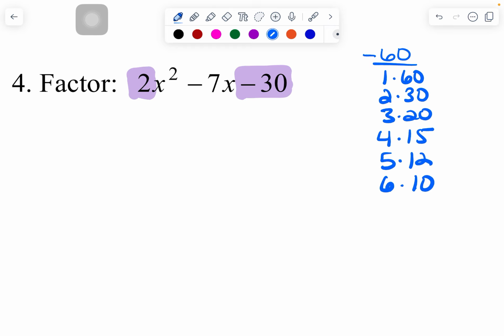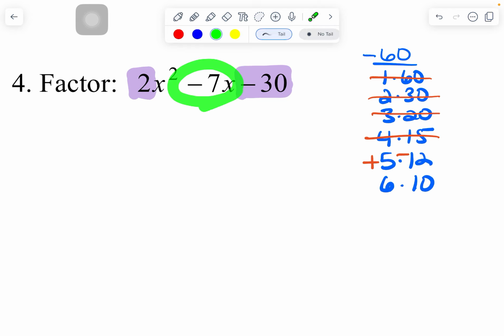But what I'm looking for is a pair of these numbers, keeping in mind that one of these is negative and the other one's positive. I need to create a 7, specifically a negative 7. So I don't care what you do with the signs for a 1 and a 60. You're not making me a negative 7. 2 and 30, same thing. 3 and 20, I can get 17, but not a 7. 4 and 15, no. 5 and 12, yes. If I make the 5 positive and I make the 12 negative, that will get me the negative 7.